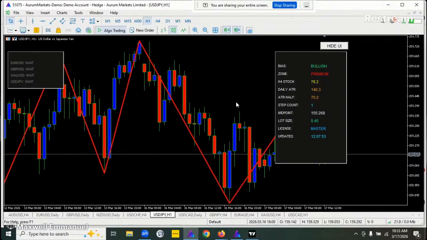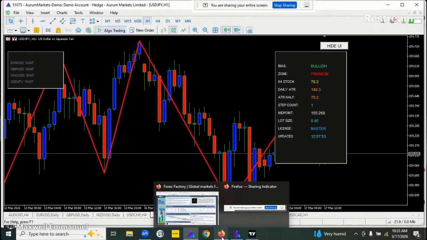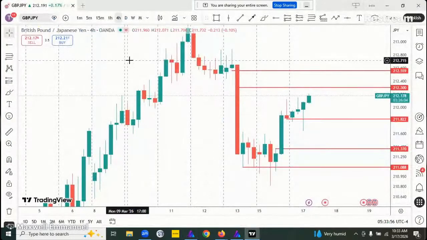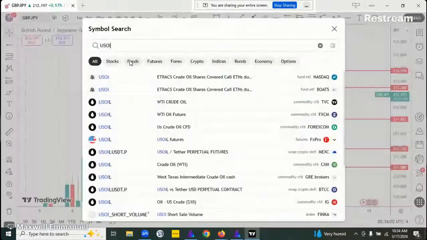Oil. US oil should be bearish now, considering what is going on around the world, the crisis with Iran. I don't think you should be looking for buys on US oil. Considering fundamentals, I don't think you should be buying US oil. Let's see.